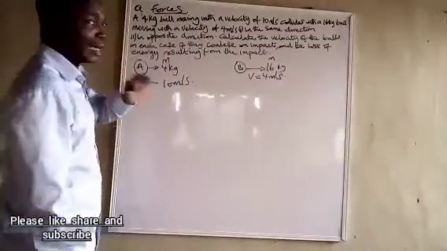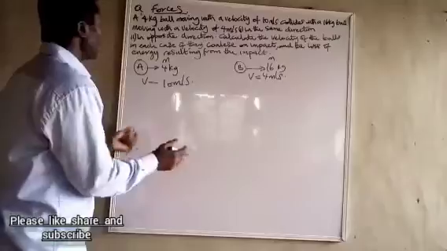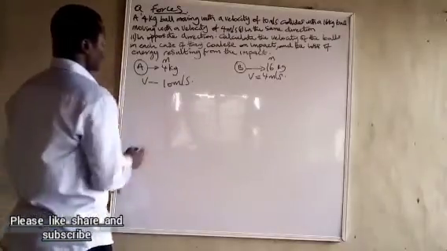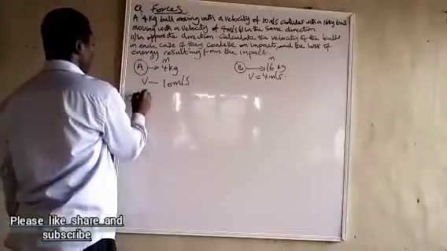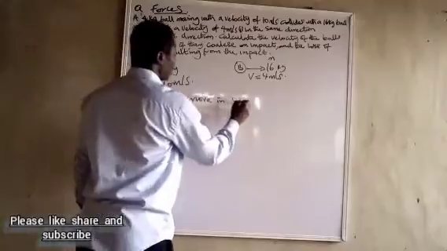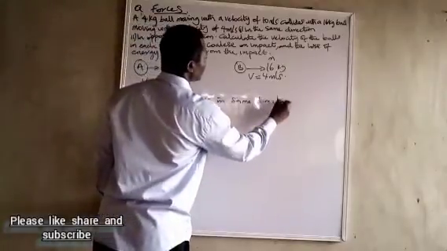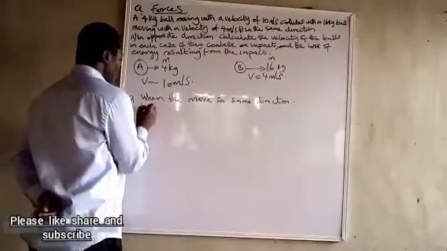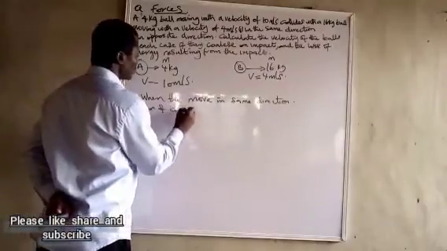Now, we are asked for the common velocity if they coalesce and when they move in different directions also. So let's do A first. A, when they move in the same direction. So we are using the law of conservation of momentum.